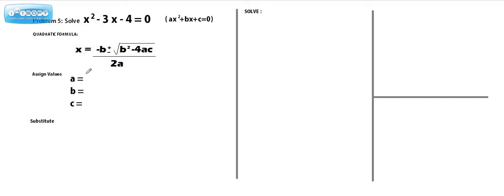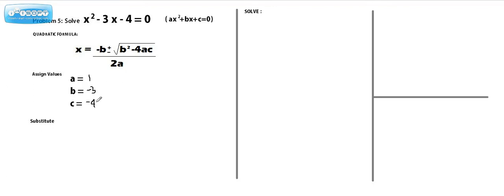So the first thing we would like to do is to assign values for the quadratic coefficients a, b, and c. Looking at the equation here, a is the coefficient of x squared, b is the coefficient of x, and so on. So a would be equal to 1, because that's the coefficient of x squared, and there's no number written, so it's understood to be 1. B would be negative 3. Always remember that the sign always goes with the number. And c would be negative 4.